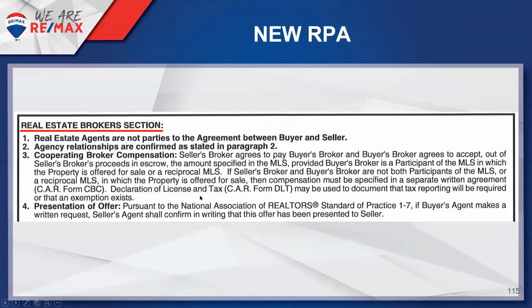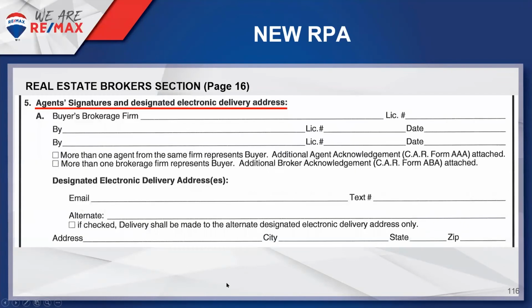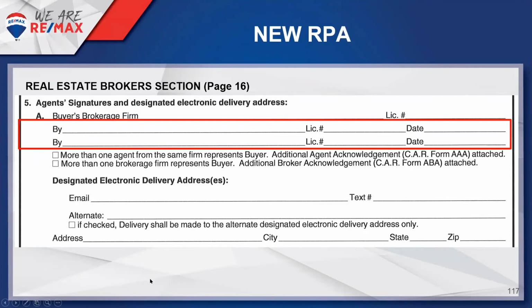Now, seller's broker section. We talked about this before. This is page 16 of the offer. And that is where the agent's signatures and designated electronic delivery addresses occur. So you name the specific agents here and you name their electronic delivery address down here. And I would recommend that if that's not part of the transaction early on, you want to get this information very, very early because you're going to want to make deliveries. So that's where the authorized agents are identified, and they sign it and they date it with their license numbers.